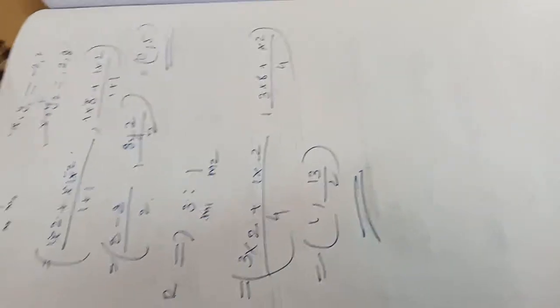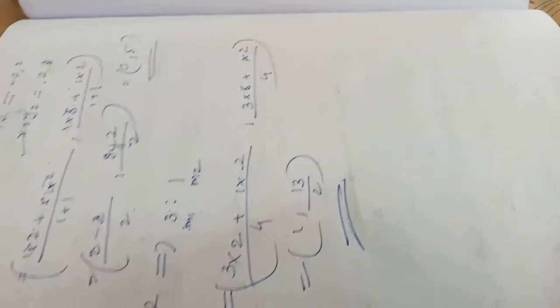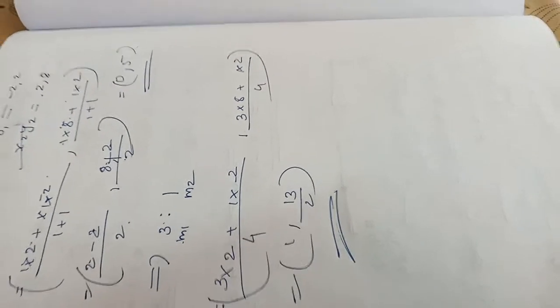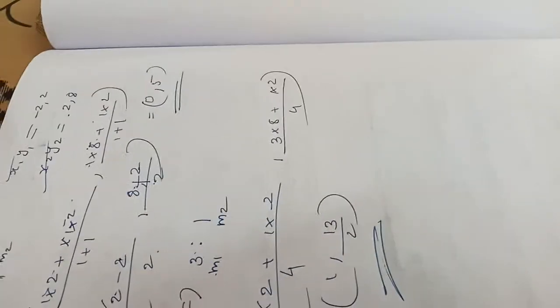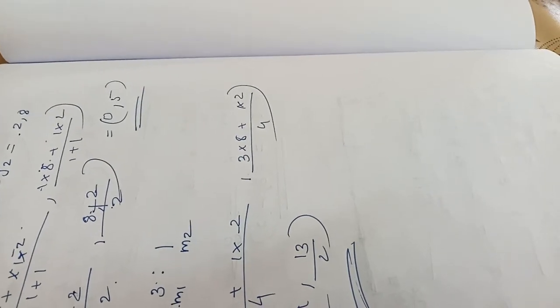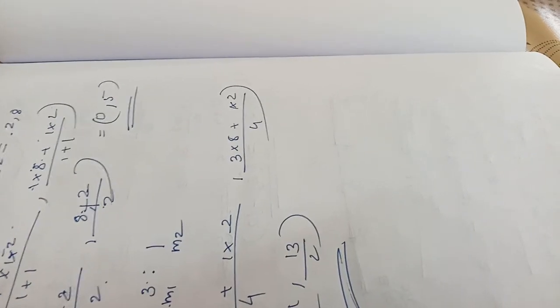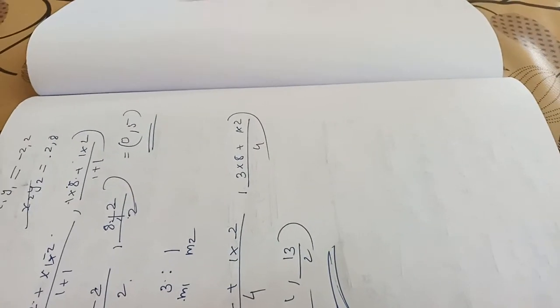Next, the last question in this exercise, question number 10. Do it as homework. Here you have to apply one equation. Area of rhombus: what is the equation? Half into diagonal 1 into diagonal 2. This is the equation you have to apply in question number 10. Do it as homework.